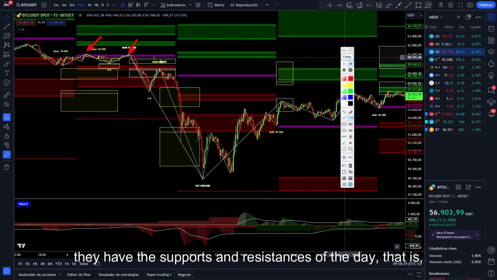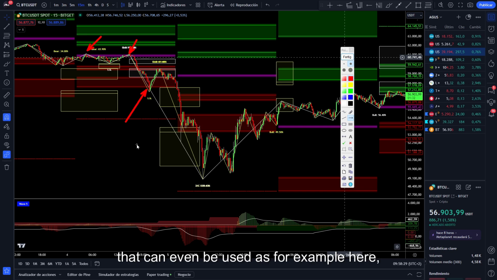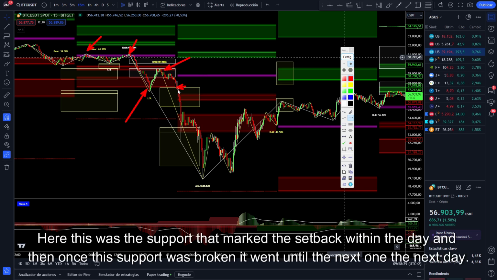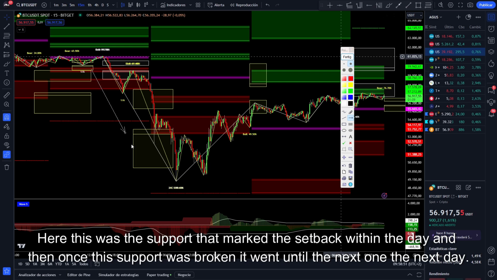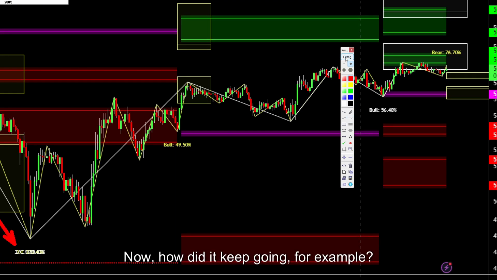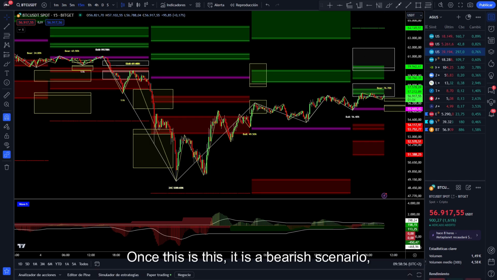They have the supports and resistances of the day. That can even be used as, for example, here. Here the focus was resistance. Here this was the support that marked the setback within the day, and then once this support was broken, it went until the next one the next day. Now, how did it keep going, for example? This is a bearish scenario.